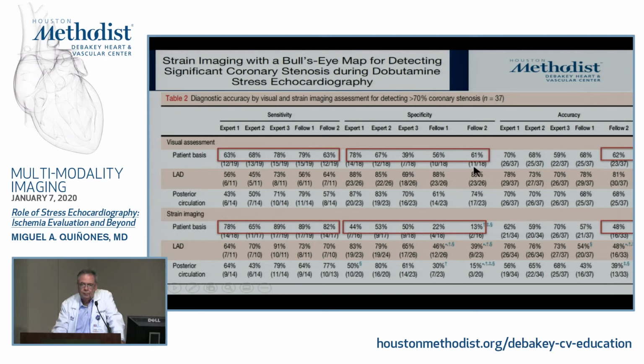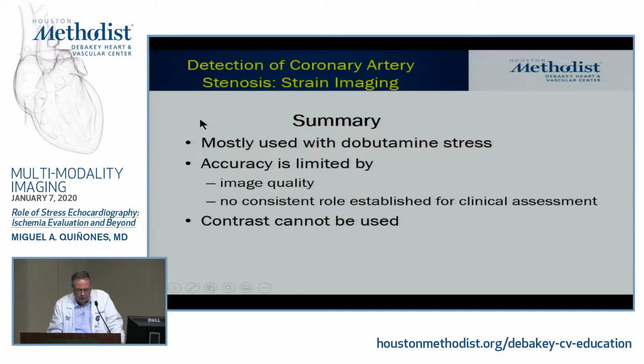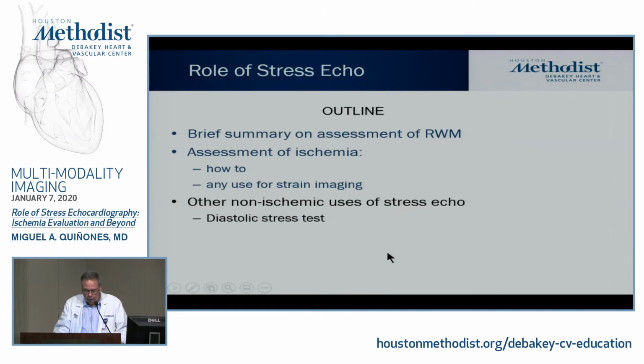And there were a lot of problems. So perhaps because of the technical problems of acquiring imaging when you have fast heart rates, and the fact that you cannot use contrast because, unfortunately, strain does not pick up with contrast, the fact is that we don't have today a consistent role for its use in stress echo. Even though papers have been published, it's a problem. And as you know, we're not doing it routinely.